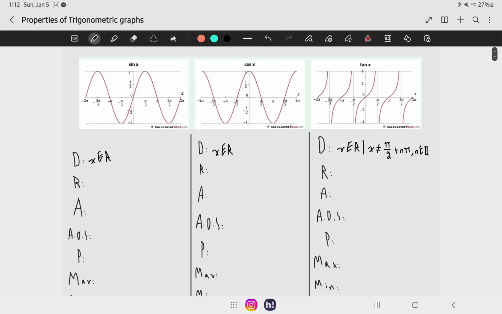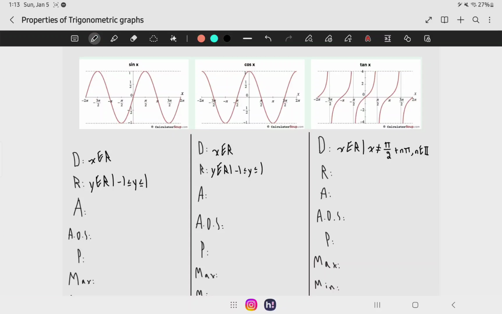Next, the range. So the range for the basic sine and cos functions are pretty simple. Y can be an element of the real numbers, and y has to be between -1 and 1, because you can just take a look at the graph. You can see the lowest point is at -1, and the highest point is at 1, and this is the same for both functions. So I'm just going to quickly write that down. There we go.